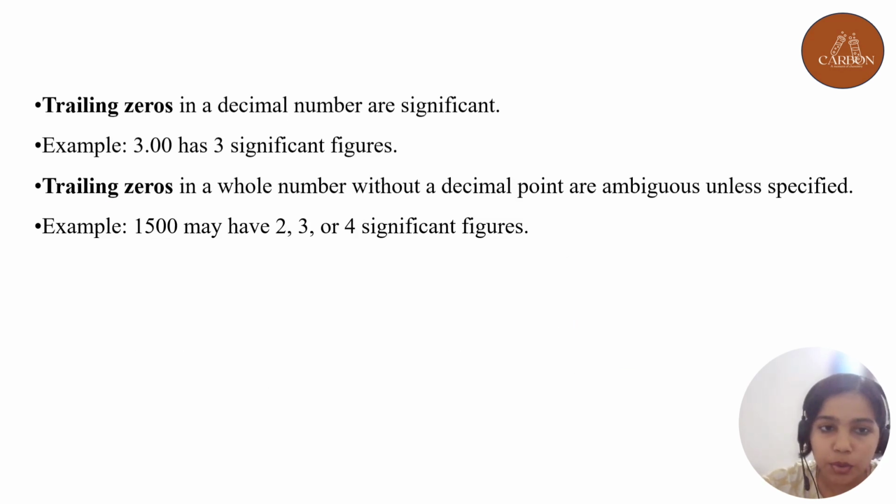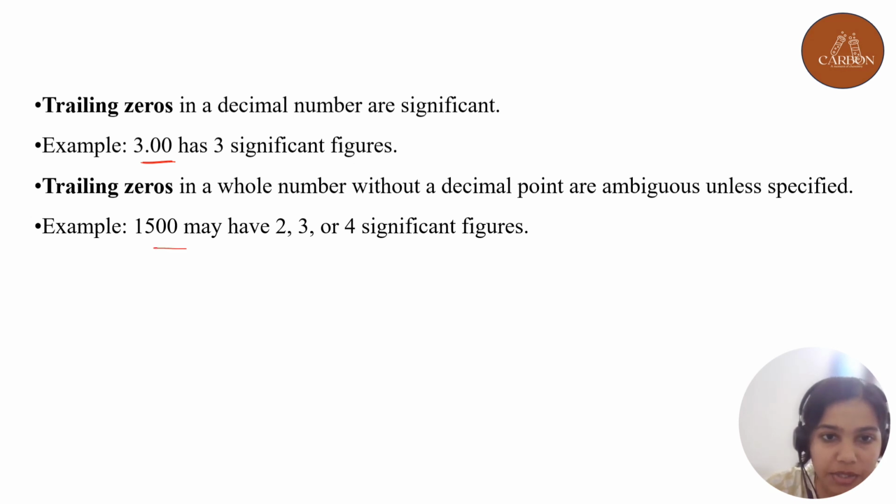Let's move to the fourth rule: trailing zeros in a decimal number. Trailing zeros, the zeros that come after the non-zero digits, are always significant. So here 3.00 has three significant figures. That is in the case of a decimal number. There is a different story for trailing zeros in a whole number without a decimal point. We can't specify it. Look at this example, 1500.